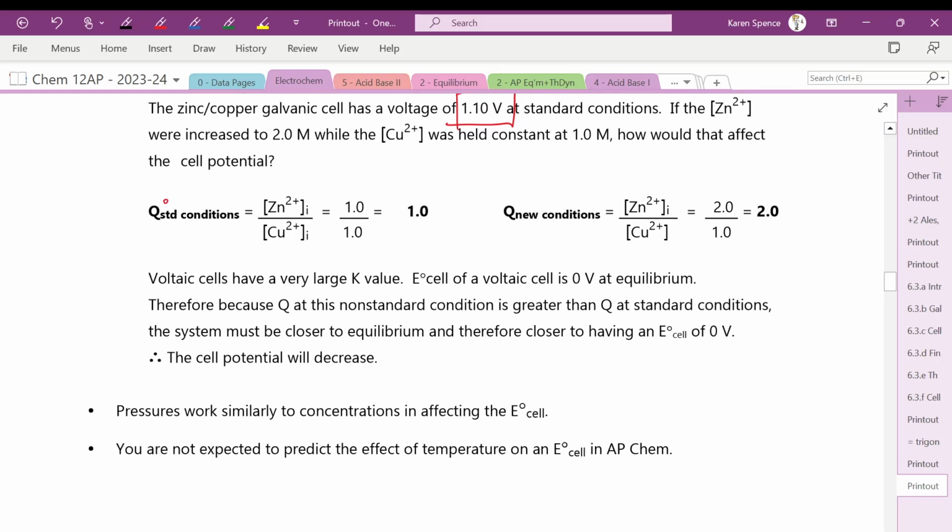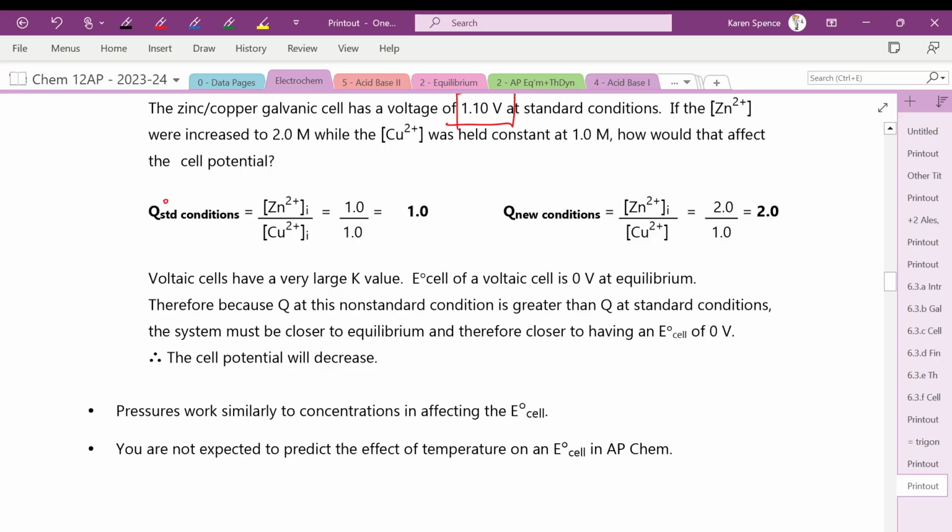Pressures work similarly to concentrations when you are affecting E, not cell. Any questions on any of this? You are not expected to predict the effect of temperature. Yes? Yeah, one question. Will it state in the question that it has a very large K value, or we won't say? You need to know that electrochemical cells all have very large K values because they are spontaneous all the way that way.